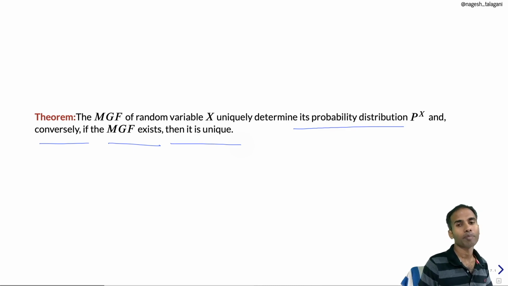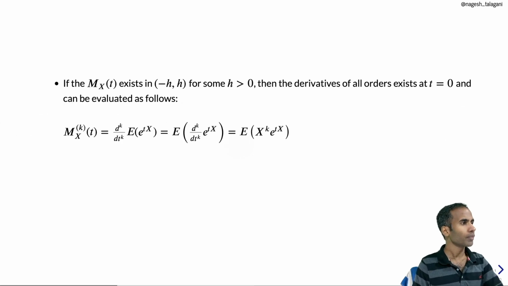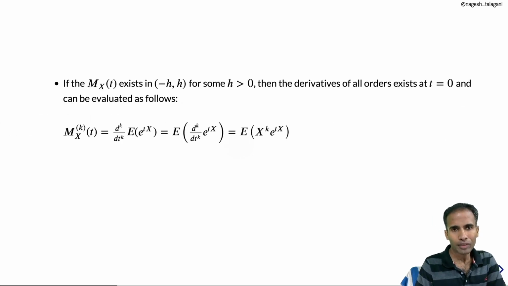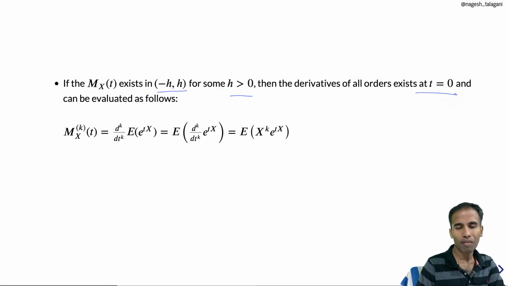Okay, fine. Since MGF uniquely determines its probability distribution, it should not be surprising if we could obtain some properties of probability distribution directly from MGF. Especially for finding moments, MGF comes in very handy. Let us see how we compute moments through MGF. Here, if MGF exists in the neighborhood of 0, that is some interval minus h to h for some h positive, then derivatives of all order exist at t equal 0 and can be evaluated as follows.